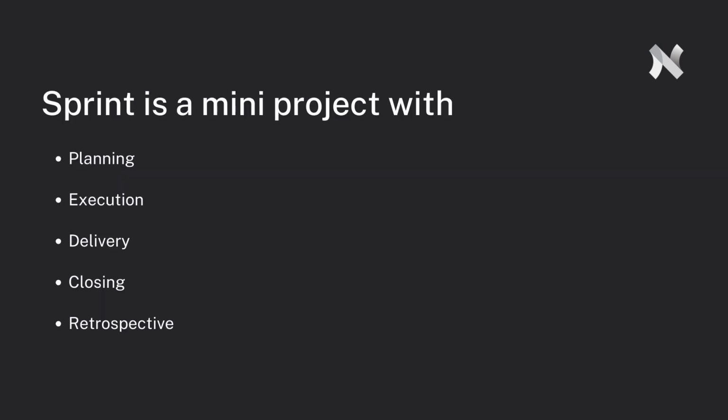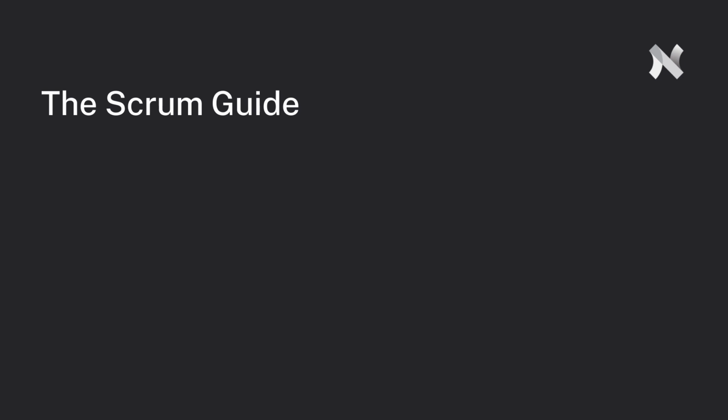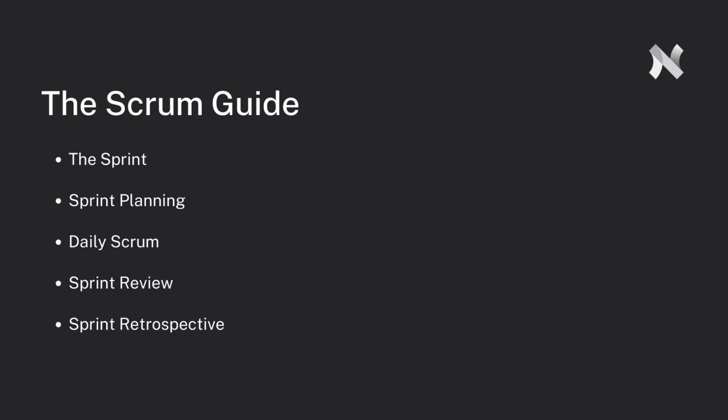It might help to think of each sprint as a mini project with planning, execution, delivery, closing, and a retrospective all wrapped into this bite sized package. Sprints are so important to Scrum that the other 4 Scrum events revolve around the sprint. The Scrum Guide technically defines 5 events: the sprint itself, sprint planning, daily Scrum, sprint review, and the sprint retrospective.